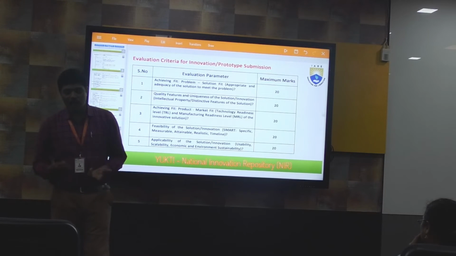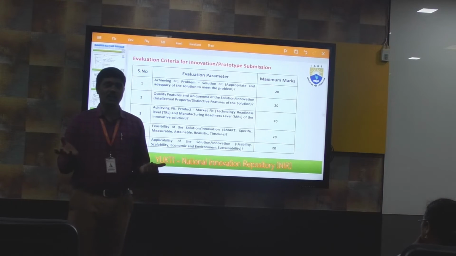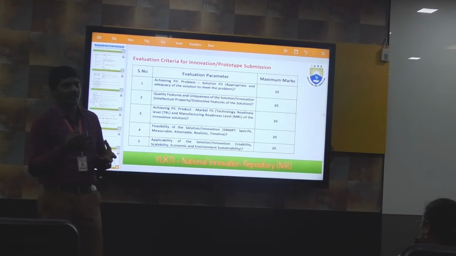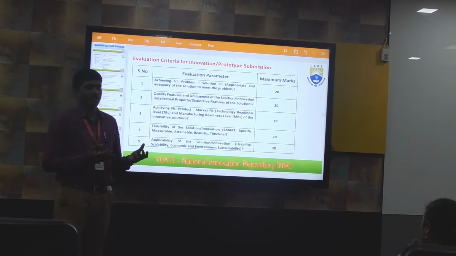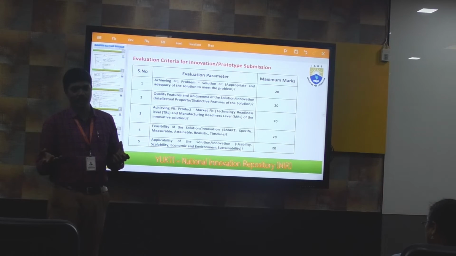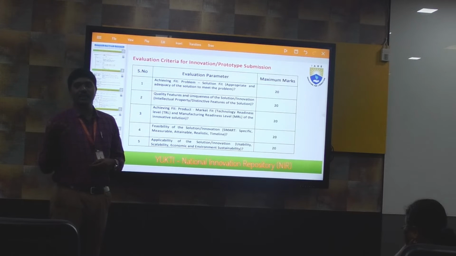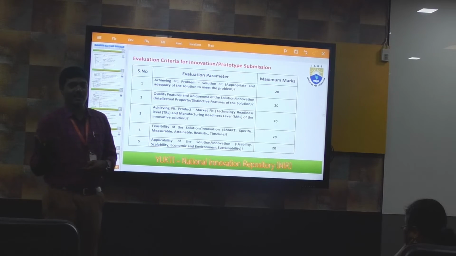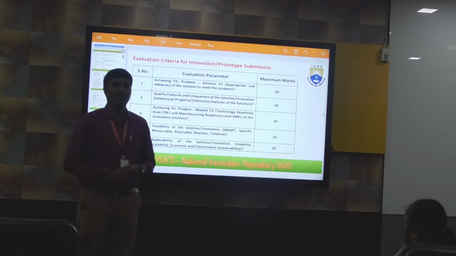Now we have the problem, and we have the solution. This solution may fit to solve that particular problem. The next one is product market fit. Whatever product you created, will it fit into the market or not? Is the product performing well, is it getting positive reviews, is it attracting customers, is the company delivering the services properly to the customers? This is also very important.